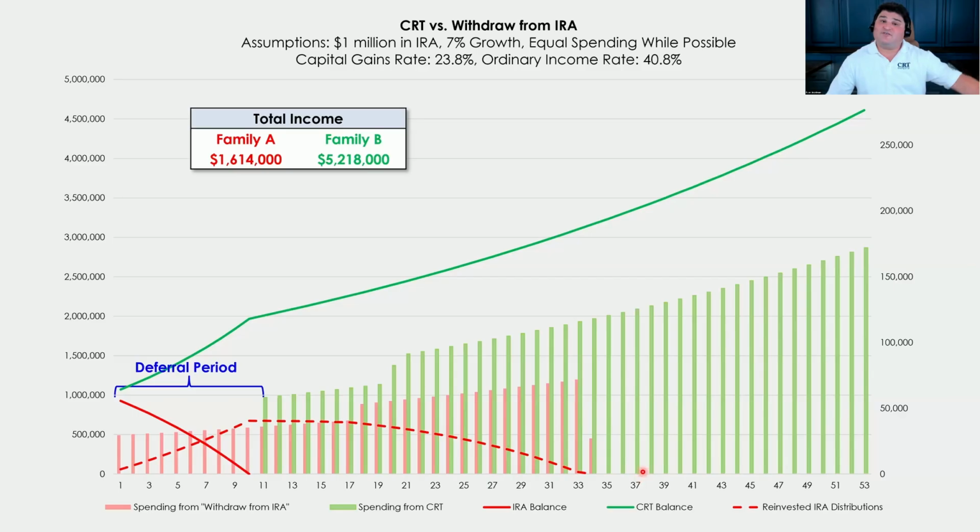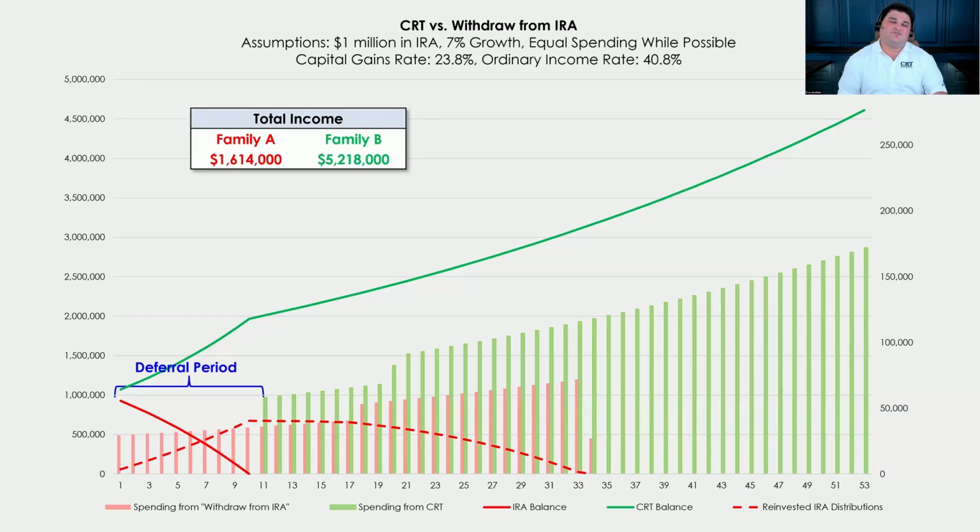As you can see, no change to Family A, but with Family B, the income to the heirs has gone from $3,586,000 when the spouse was taking distributions. If the spouse defers those distributions, we're up to $5,218,000. So that's significantly more income that we're able to generate for the heirs using that upfront deferral period. Obviously here, the spouse needs to outlive the IRA owner.